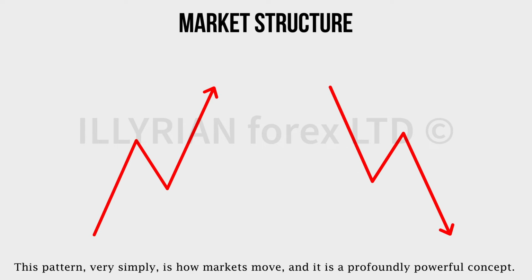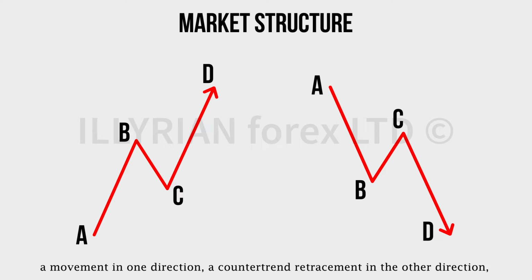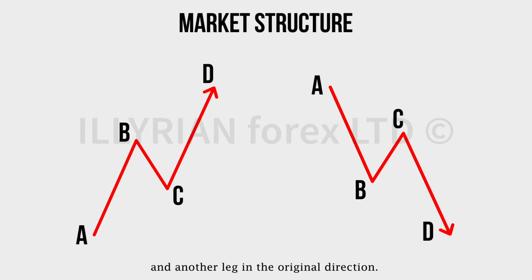Very simply, this is how markets move, and it is a profoundly powerful concept. The fundamental pattern of market movement on all time frames is this: a movement in one direction, a counter-trend retracement in the other direction, and another leg in the original direction. Visually, these movements are often labeled with letters. This is a very rough schematic structure, but it is a powerful pattern that repeats on all time frames.